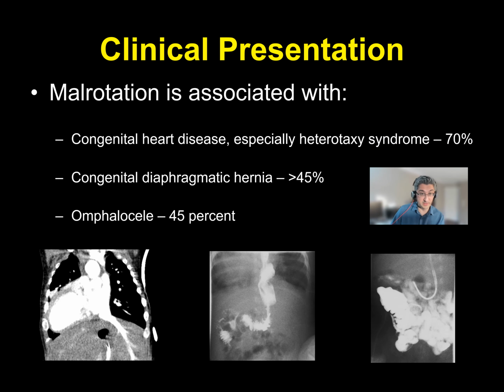How is the clinical presentation? Malrotation is associated with many diseases, which could be congenital heart disease, especially heterotaxy syndrome, up to 70%, congenital diaphragmatic hernia more than 45%, and omphalocele 45%. Here you can see heterotaxy syndrome. The heart is on the right side, and you can see that the DJ junction is on the right side.